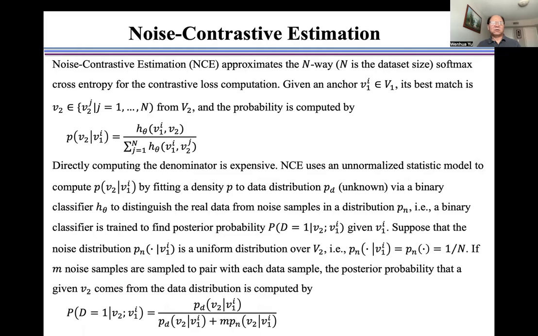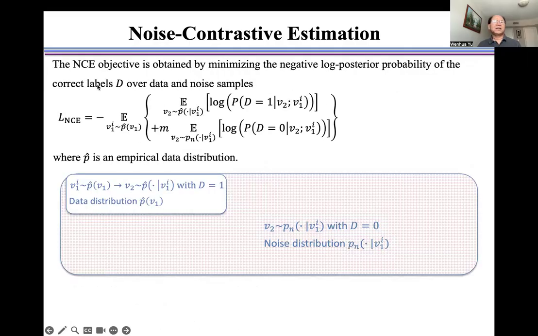If m noise samples are sampled to pair with each data sample, the posterior probability that a given V2 comes from the data distribution is computed by using this formulation. The NCE objective is obtained by minimizing the negative log posterior probability of the correct labels D over data and noise samples, as shown here, where P-hat is the empirical data distribution, as shown here.